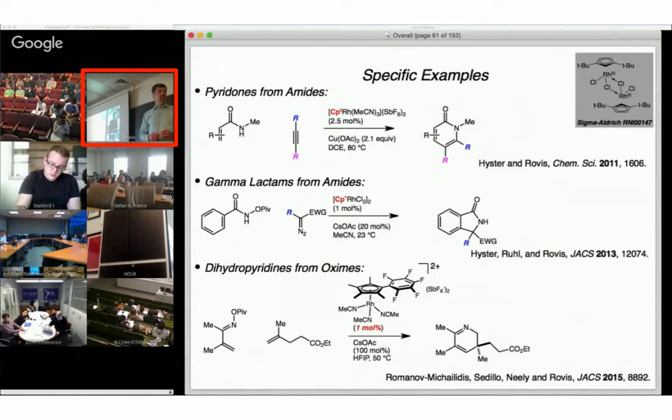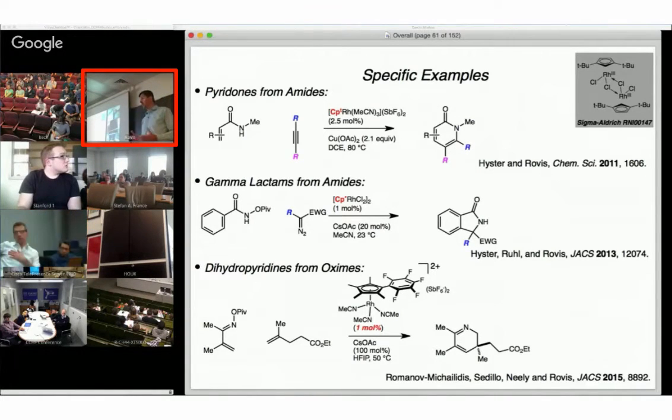We've also shown that you can use diazo compounds, these push-pull diazos that Huw has popularized, with these pivalohydroxamate esters to make gamma-lactams. Room temperature chemistry in acetonitrile, very robust and quite easy to execute.